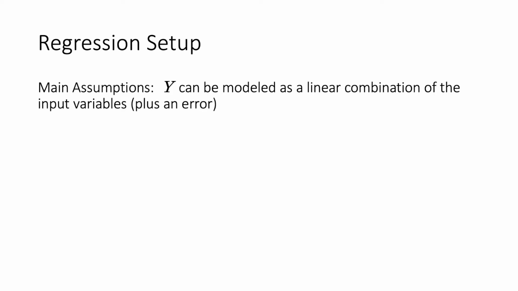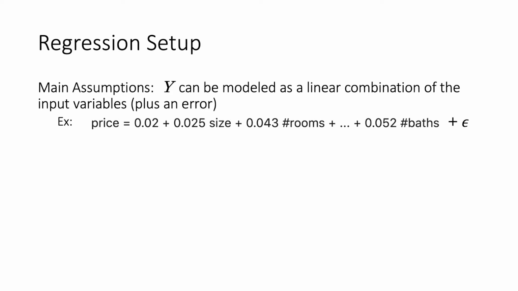So what is the setup of this model? The main assumption is that y, the output variable, can be modeled as a linear combination of the input variables plus an error. So for example, the price could be a linear combination of the input features like rooms and baths plus a random error. We're gonna elaborate on that later.